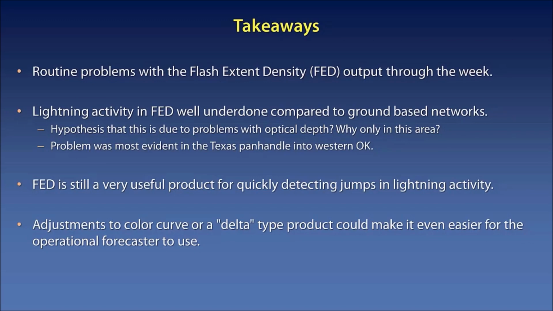But the flash extent density was very useful at times for detecting lightning jumps. I especially liked it because it provides a spatial display and not a numerical display. So really, if I'm just doing a quick glance over the data, it really jumps off the screen at me. There could be some adjustments to the color curve or maybe a delta product to see trends in the lightning data instead of just the raw values. That can make the product even easier for us to use on the operational side.